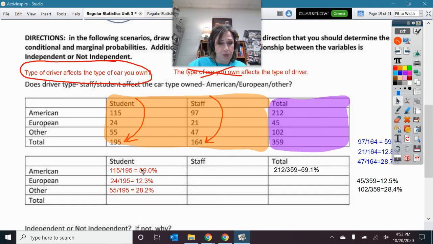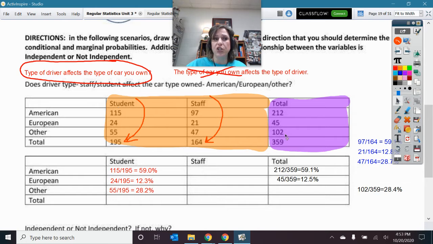Interesting. So at this point, I'm thinking, look at American. That's about the same as overall. Okay, let's do the next one. European, 45. Overall, it's 45 out of 359. Okay. 12.5%. Interesting. I think the fact that you were a student, so far, hasn't changed the rate at which you owned those types of cars. Okay, let's do the next one.